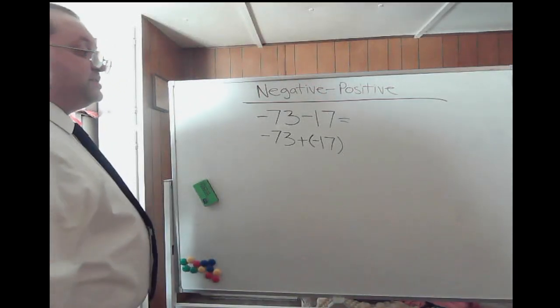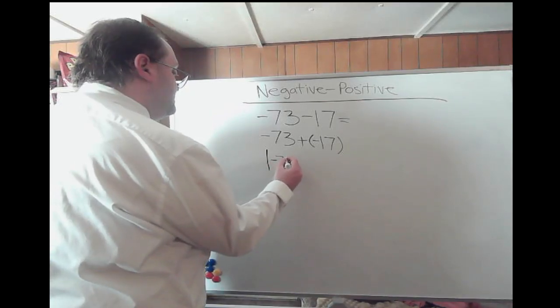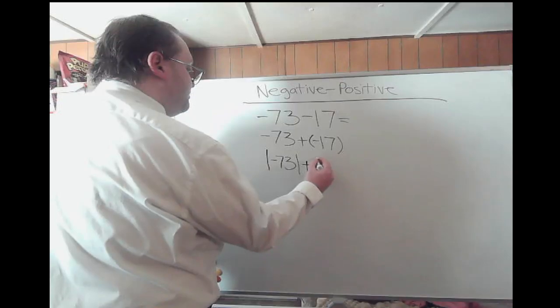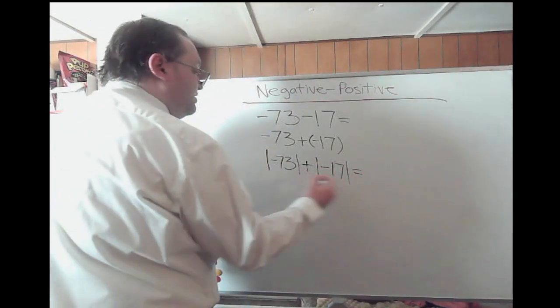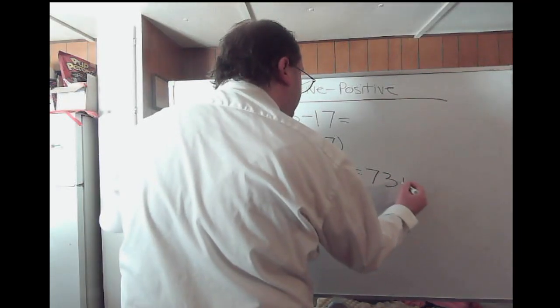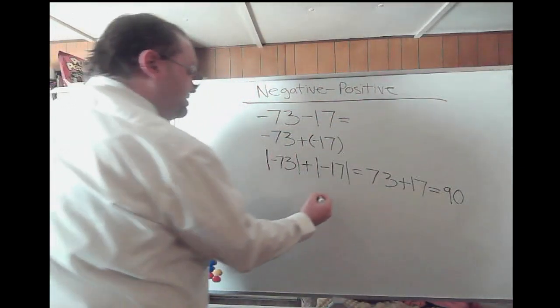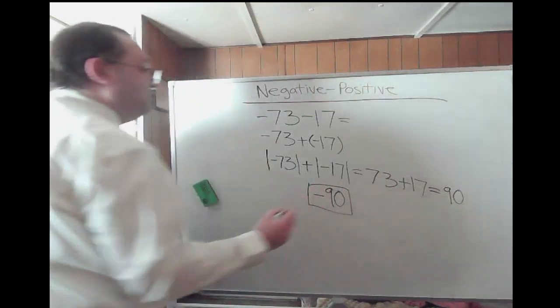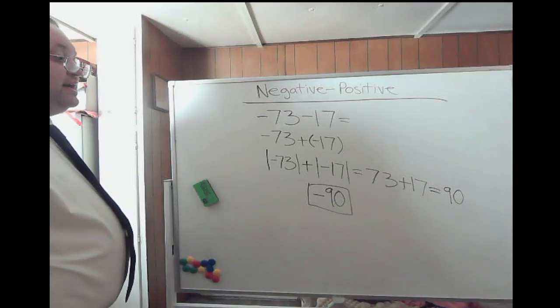Well, we know how to deal with the sum of two negative numbers. We just take the sum of their absolute values and slap a negative on the result. So the absolute value of negative 73 plus the absolute value of negative 17 gives you 73 plus 17, which is 90. But since both numbers in the original equation are negative, you just slap a negative sign in front of the answer. Your answer would be negative 90. So that's really all there is to negative minus positive.